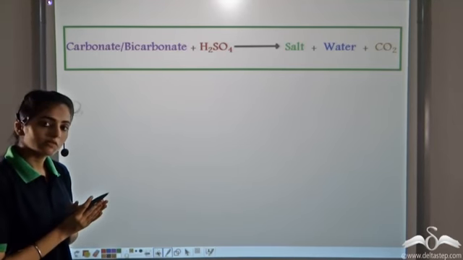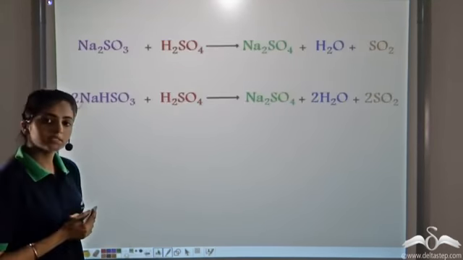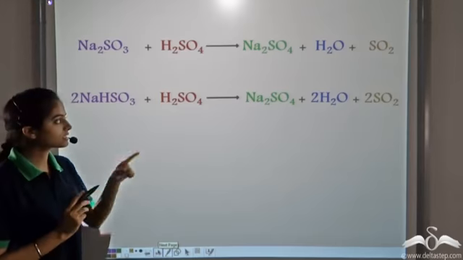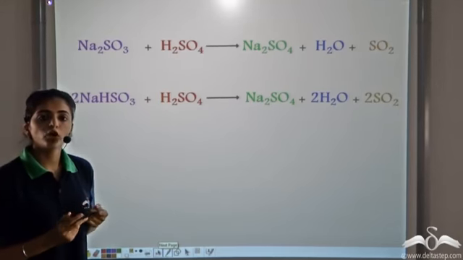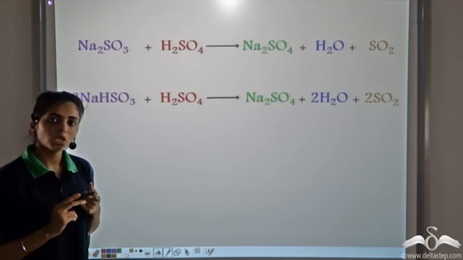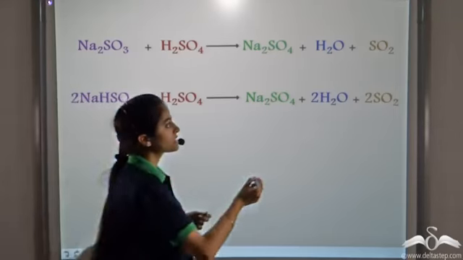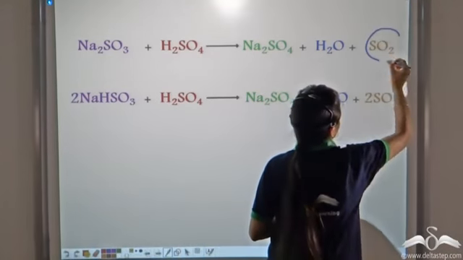Similar is the case with sulfites and bisulfites. Whenever the sulfites and bisulfites react with acids, in this case sulfuric acid, they form the corresponding salts, water, and release sulfur dioxide gas.